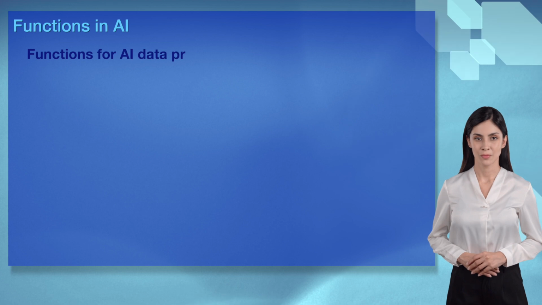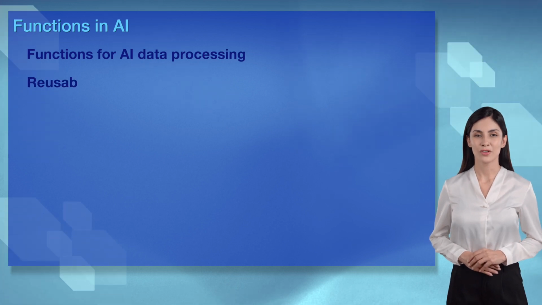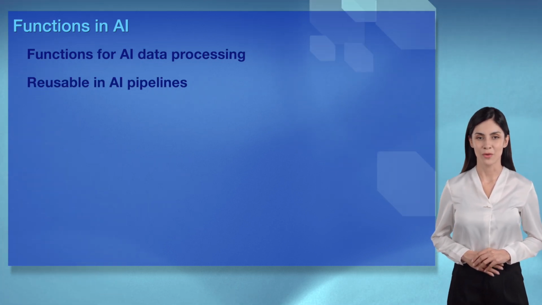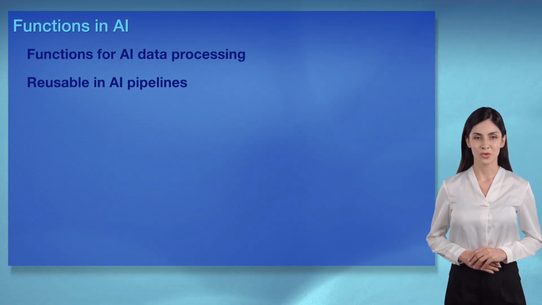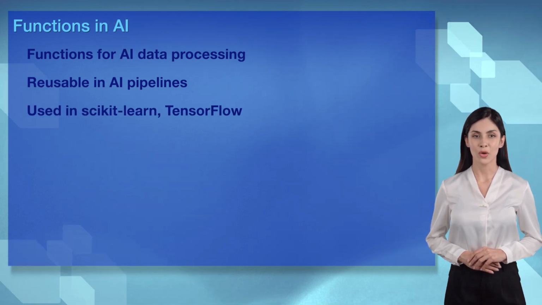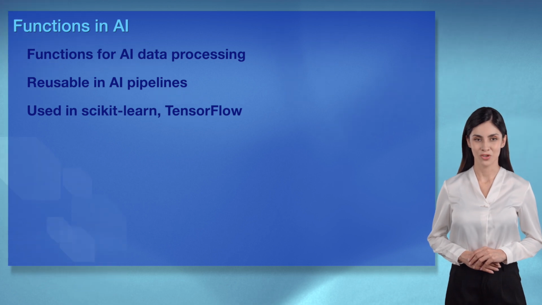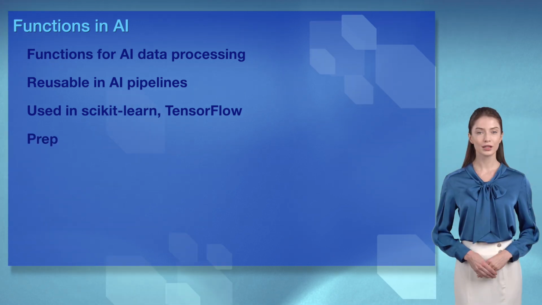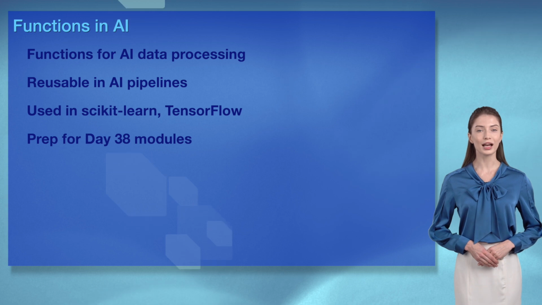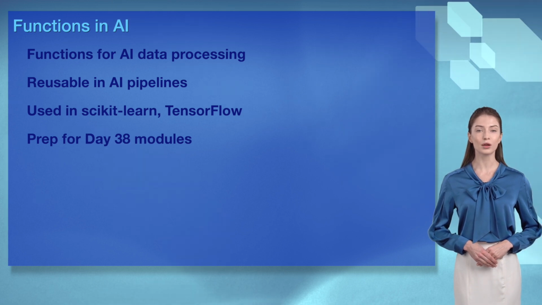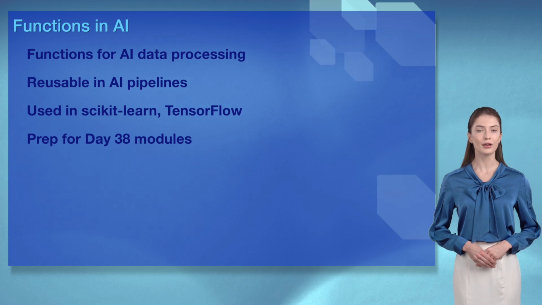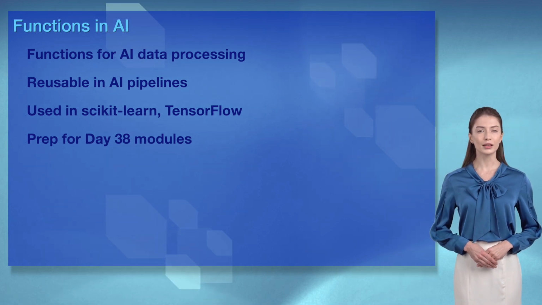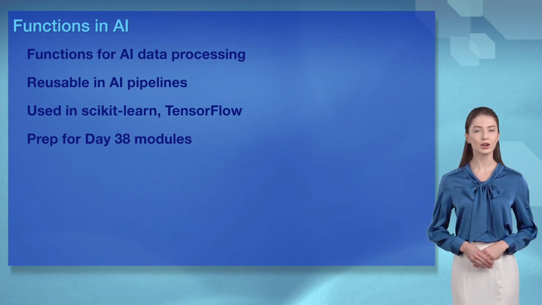Wizards, functions are the backbone of AI code. Use def evaluate_model to check model performance or def process_features to pre-process data for neural networks. They make your AI code reusable and organized, and we'll show you how in our demos. In real AI projects, functions handle tasks like data cleaning or model evaluation, used in libraries like Scikit-learn. Your Day 37 skills are industry-relevant, wizards. Get ready to apply functions in Day 38's modules.